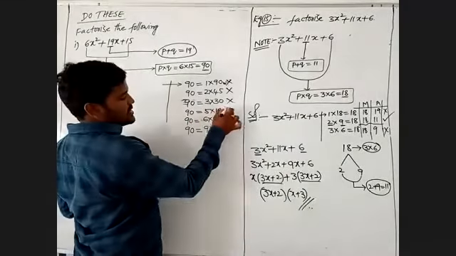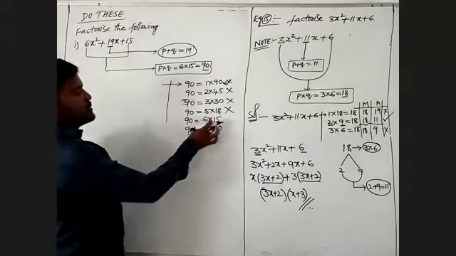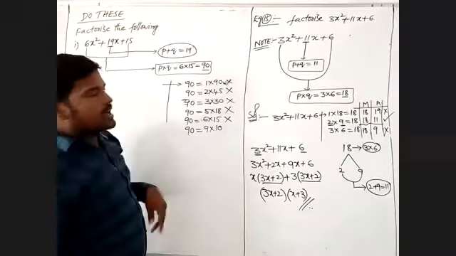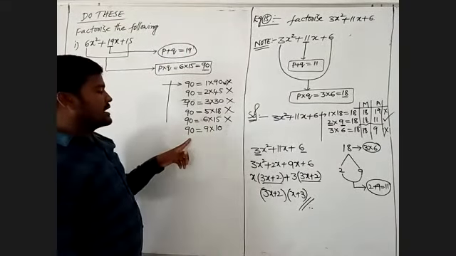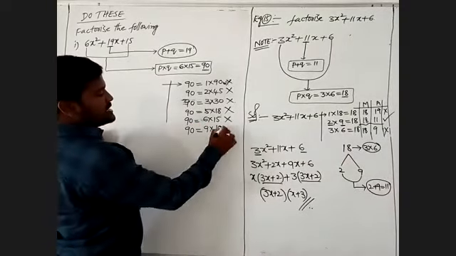18 plus 5 is equal to 23. This is also not satisfied. 15 plus 6 is equal to 21. మనకు కావాల్సిన 19. ఇది కూడా satisfy కాదు. After we'll take 9 into 10 is equal to 90. 10 plus 9 is equal to 19.